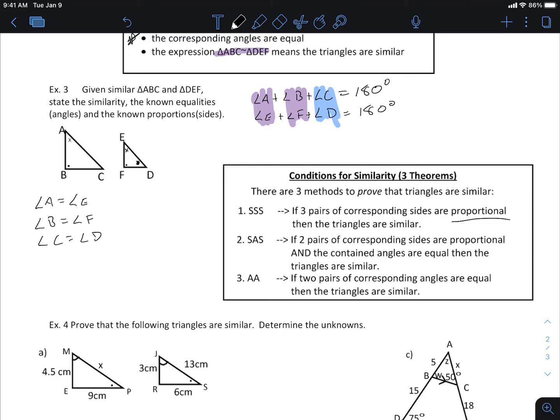You're going to have a side length meeting a side length, and then this is what they're calling the contained angle. Okay, that's number 2. Number 3 is what we just finished talking about up here. If you have 2 pairs of the same angle, then the third pair must match as well, because they all have to add to 180. Those are your 3 conditions.